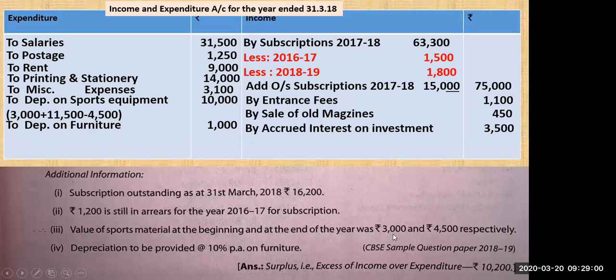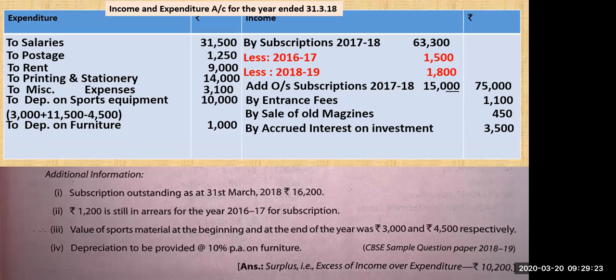This is your opening balance. It is given 3,000 here and 4,500. This is your closing balance and 11,500 are given in the payment side. So yesterday we have done the formula, na. It was the lengthier formula, but उसमें क्या था? Opening stock plus purchases minus closing stock.